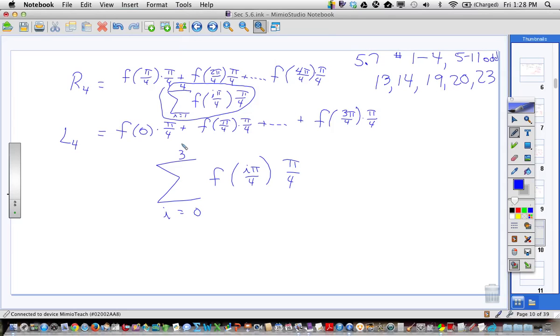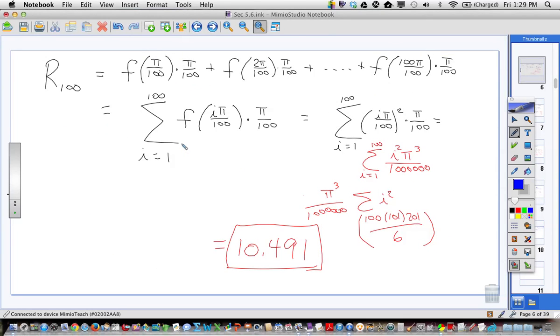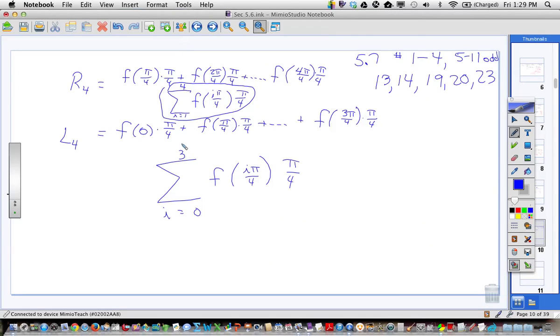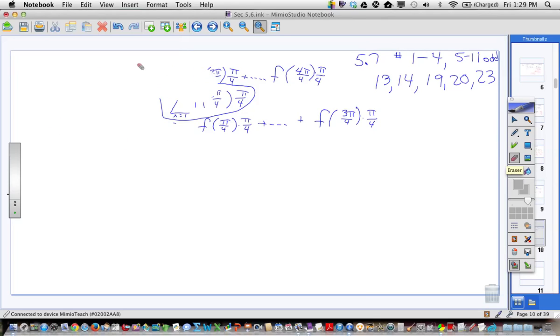All right? So, when we go back to this right here, this is 100 right rectangles. If we wanted this to be 100 left rectangles, 0 to 99. Because then our last one would have been 99 pi over 100. And our first one would have been 0 pi over 100, or 0. And that's exactly right. Okay, so what I'd like to do now is erase that and do number 13 with you.